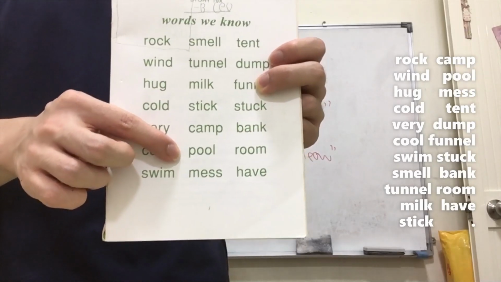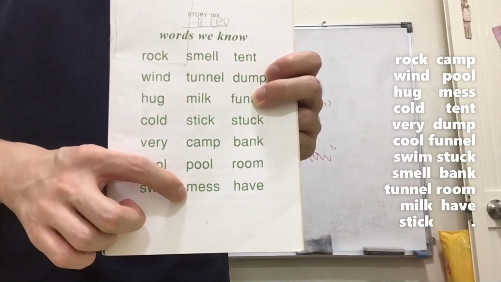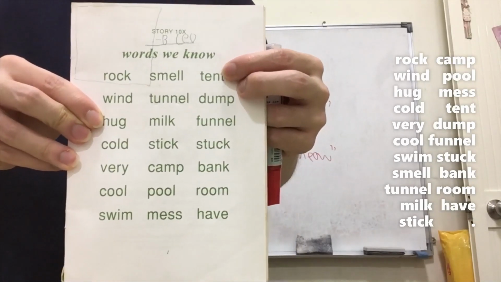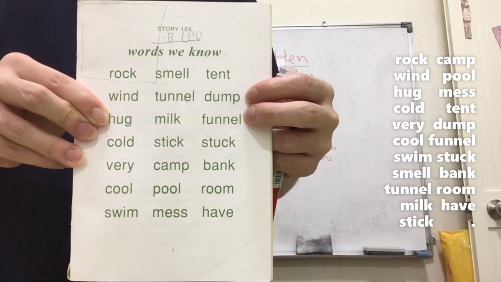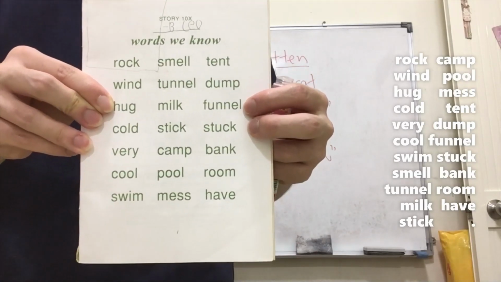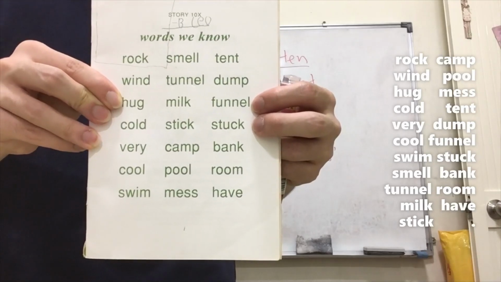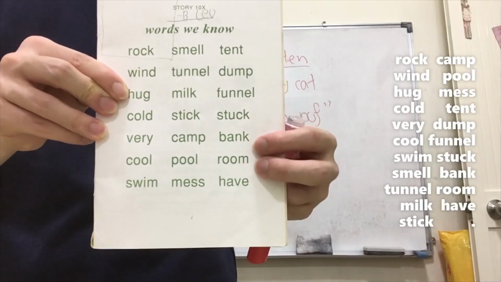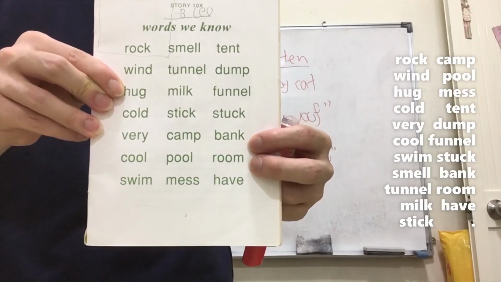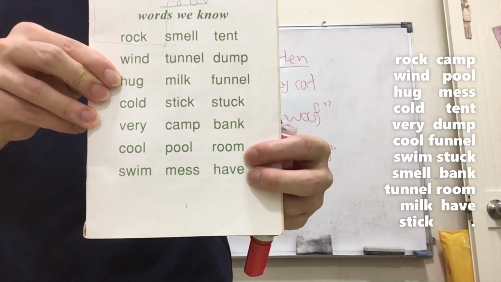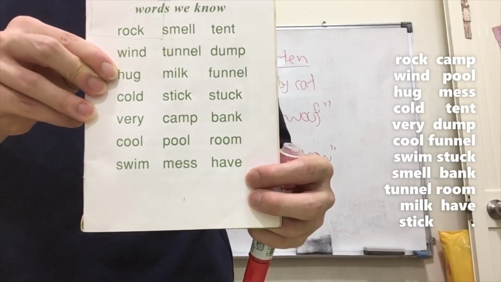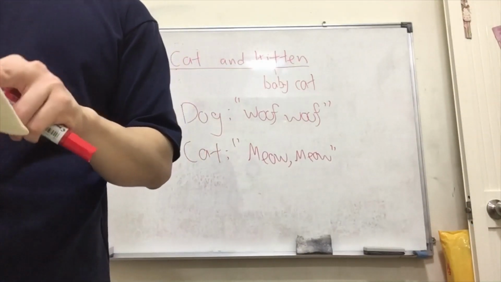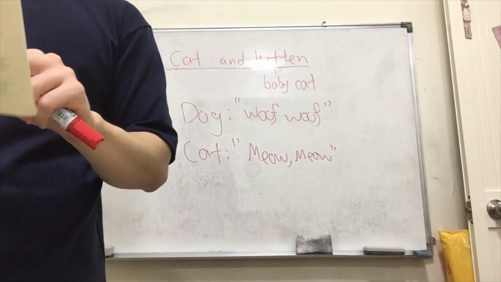Pool, pool. Mess, mess. Tent, tent. Dump, dump. Funnel, funnel. Stuck, stuck. Bank, bank. Room, room. Half, half. Alright, so those are the words that we have already learned.